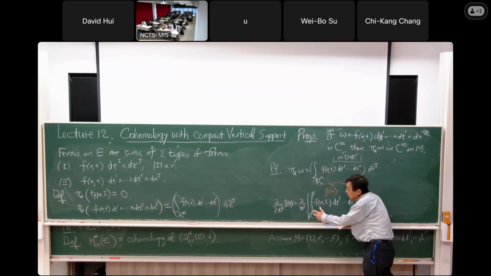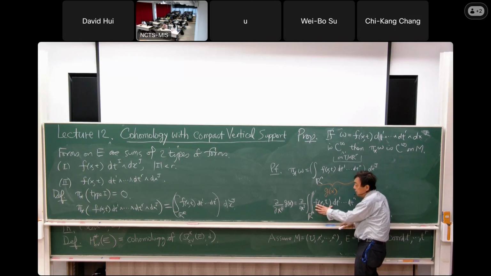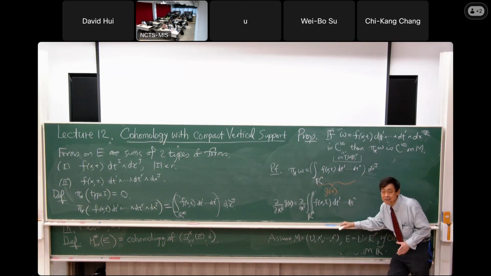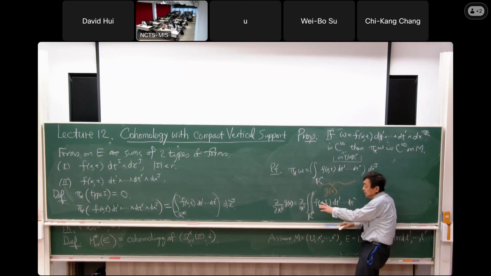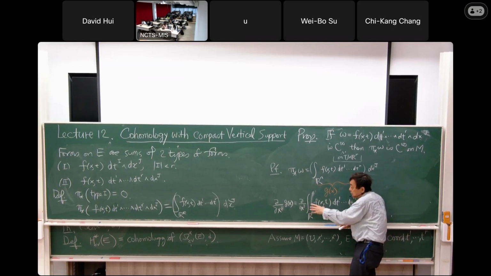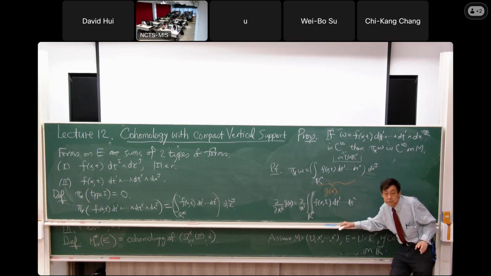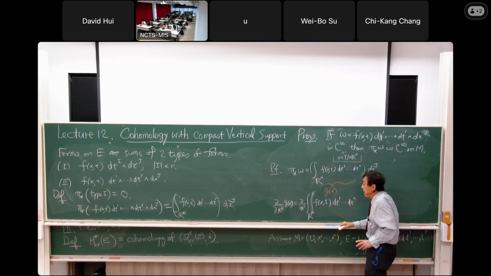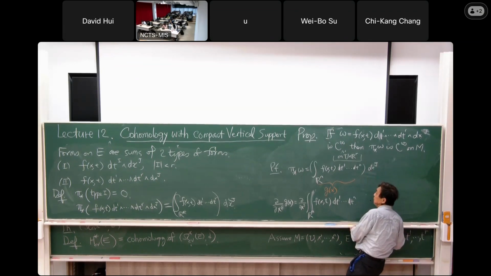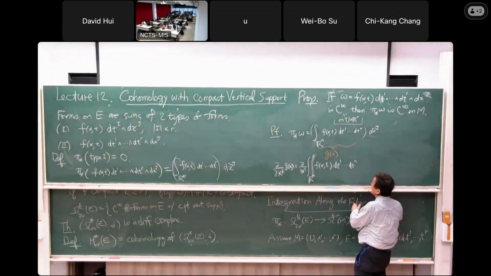Okay, so if we know that f is C infinity, so if we can bring the partial derivative inside the integral sign, then you'll be integrating a C infinity function, and so the result will be C infinity. So the whole question is whether you can differentiate under the integral sign. And here is where you use the compactness of the support.